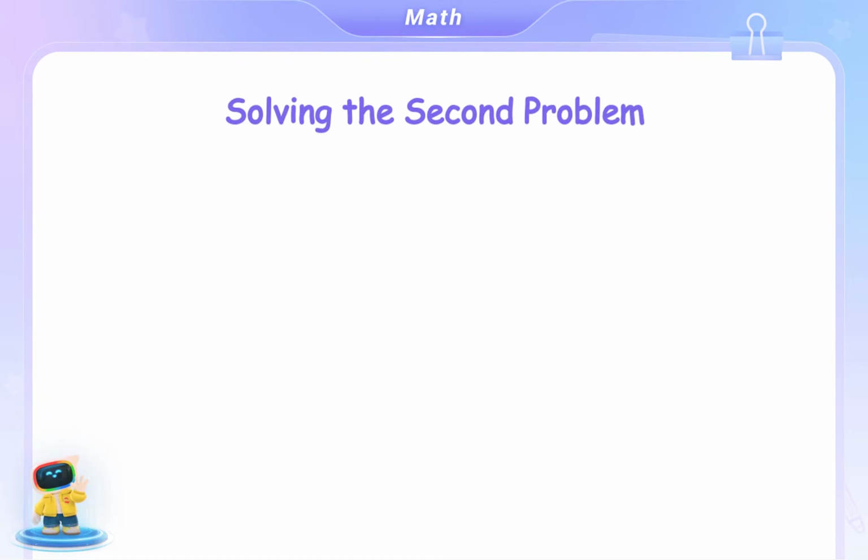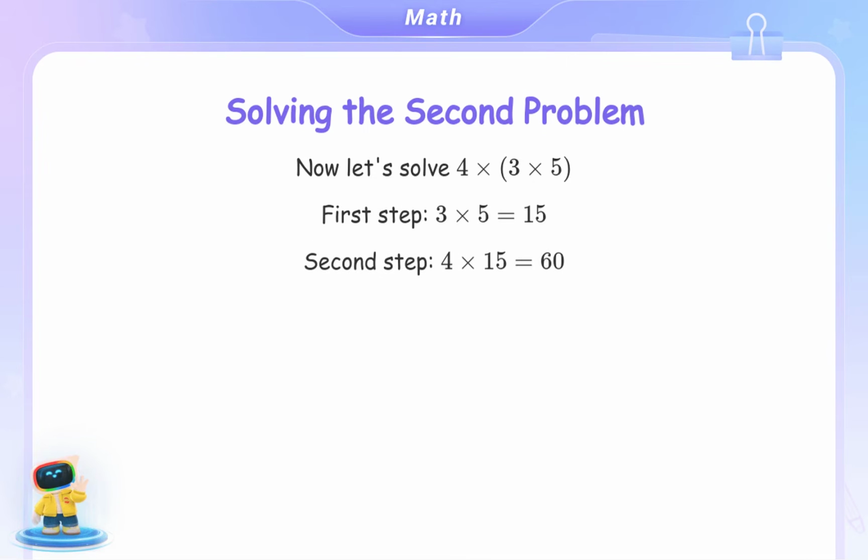Solving the second problem. Now let's solve 4 times 3 times 5 with different grouping. First, multiply 3 times 5 equals 15. Then, multiply 4 times 15 equals 60.